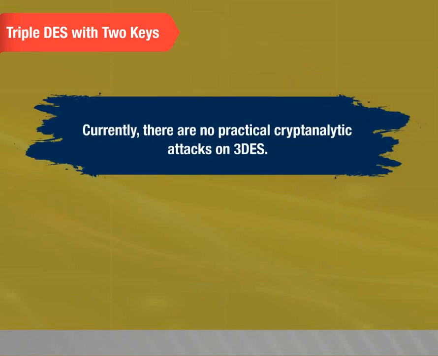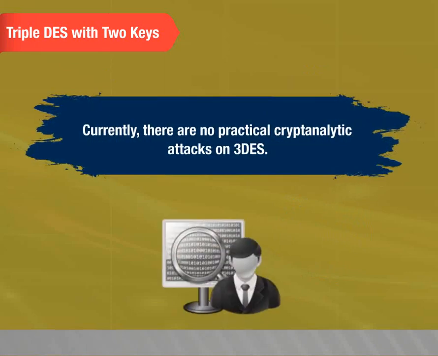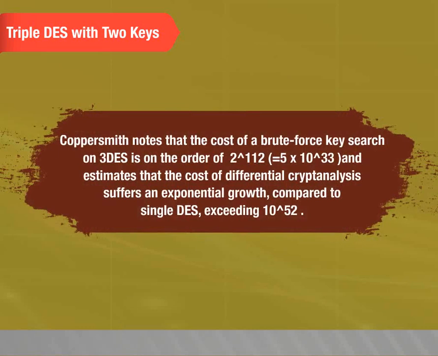Currently, there are no practical cryptanalytic attacks on triple DES. Coppersmith notes that the cost of a brute force key search on triple DES is on the order of 2^112, which is equal to 5 x 10^33, and estimates that the cost of differential cryptanalysis suffers an exponential growth compared to single DES, exceeding 10^52.